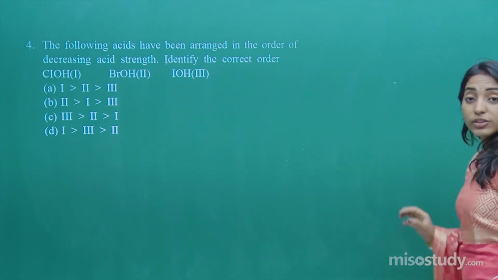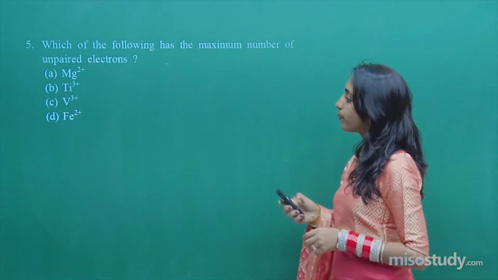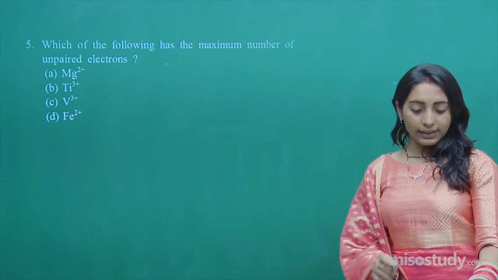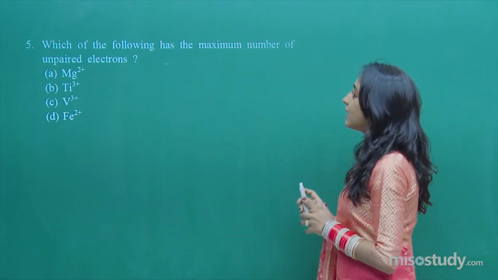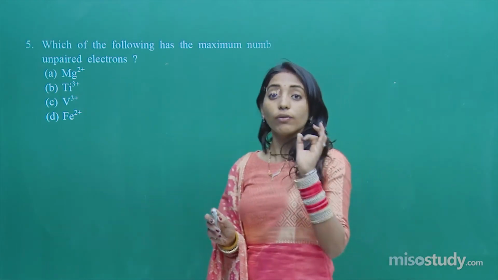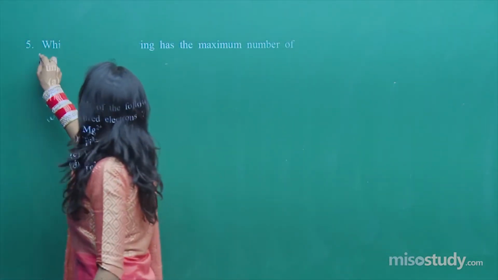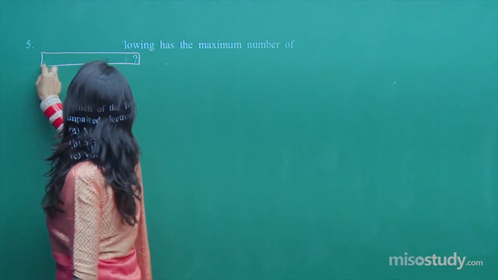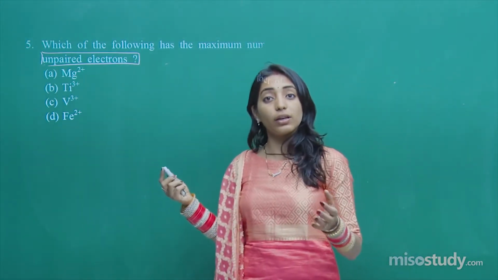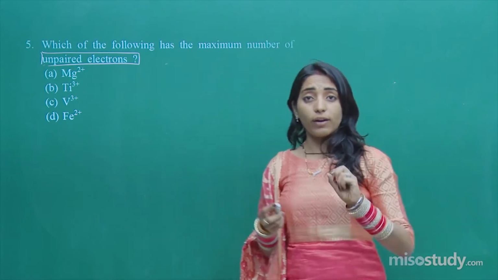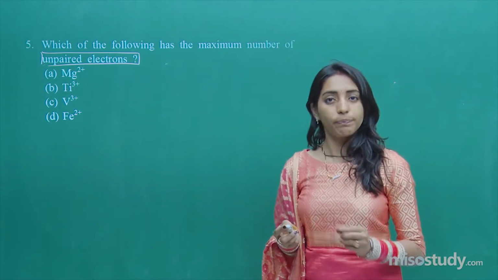Okay, so let me just read out the question for you. Question number 5 says, which of the following has maximum number of unpaired electrons? So you need to calculate the number of unpaired electrons, and the best possible way is to write down the electronic configuration by first writing down the atomic number and then calculate.